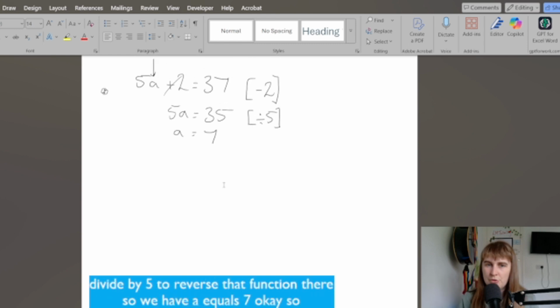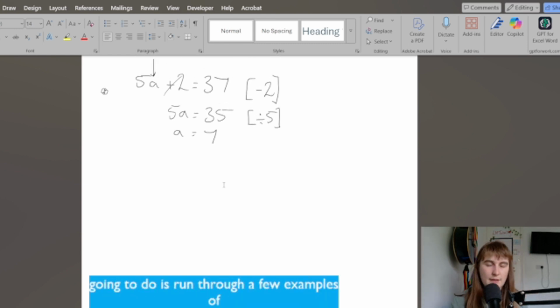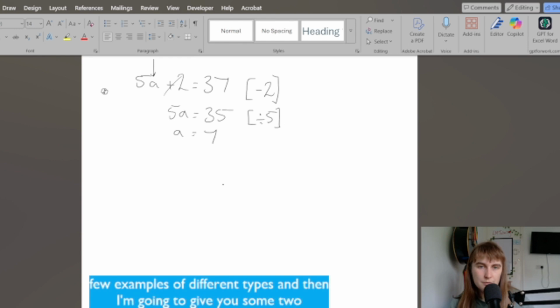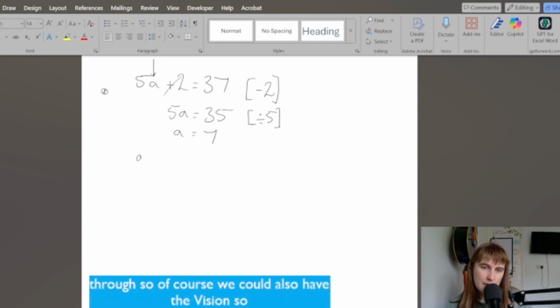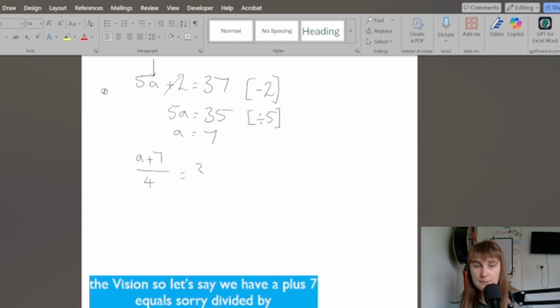So what I'm going to do is run through a few examples of different types, and then I'm going to give you some to work through. So of course we could also have division. So let's say we have a plus 7, divided by 4 equals 3.